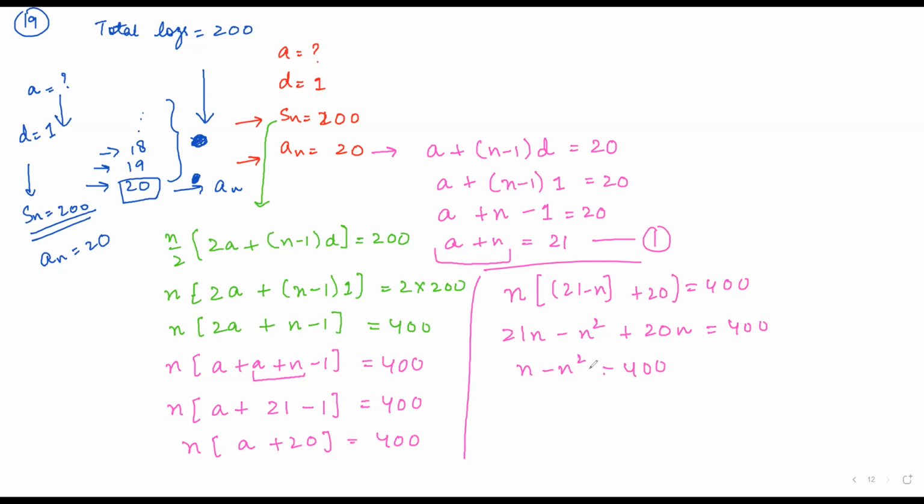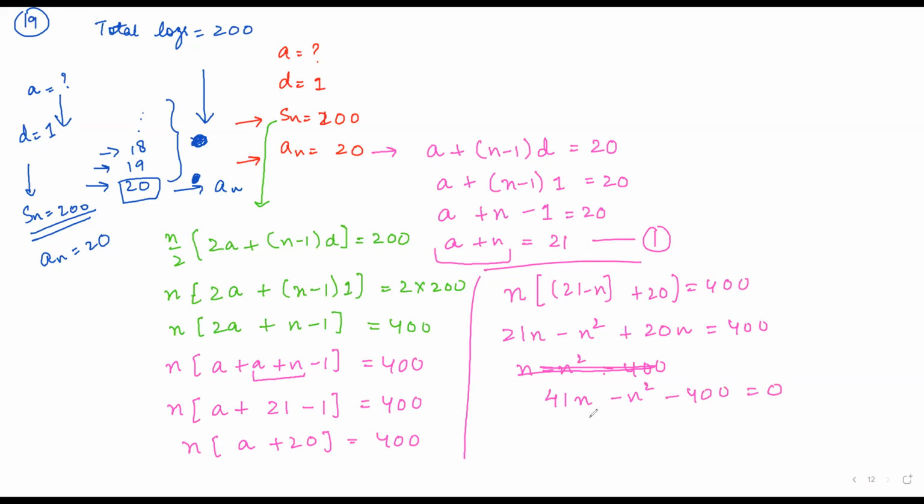Somewhere some mistake is there. We should add 21 and 20. Oh yeah, both are positive. Yeah, that's what I was thinking. 20, yeah, sorry. So this will be 41n, right? Minus n square, and then bring it here is equal to 0.